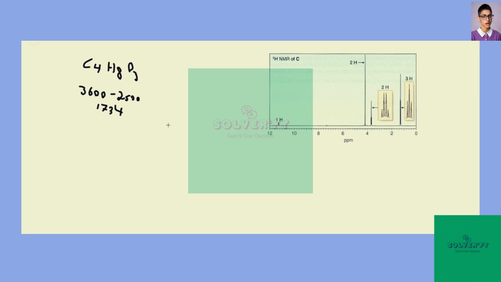So first thing to do, we need to determine the number of double bonds or degree of unsaturation. So the degree of unsaturation equals the number of carbons, 4, minus the number of hydrogens and halides over 2, 8 over 2, minus the number of nitrogens over 2, 0 over 2, plus 1. So 4 minus 4 plus 1 equals 1 degree of unsaturation, and 3600 to 2500 is indicative of an OH bond, and 1734 is indicative of a C double bond O carbonyl bond, which will give us our 1 degree of unsaturation, or that 1 double bond.